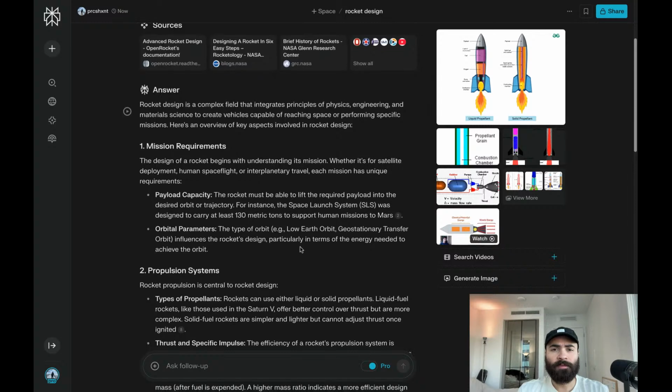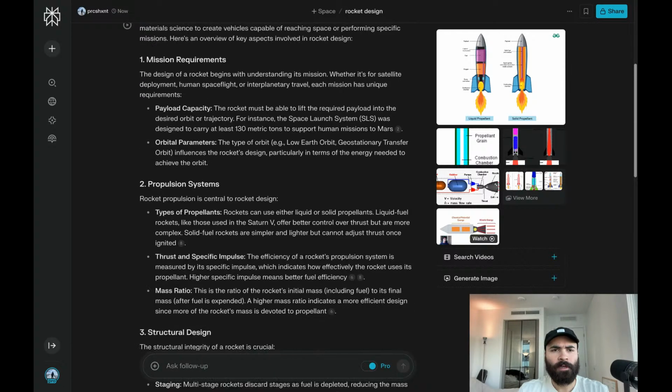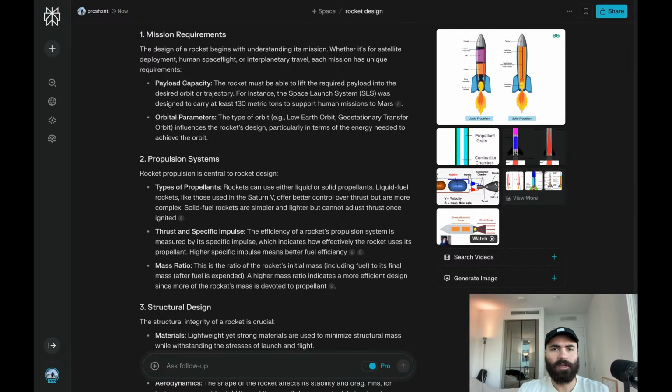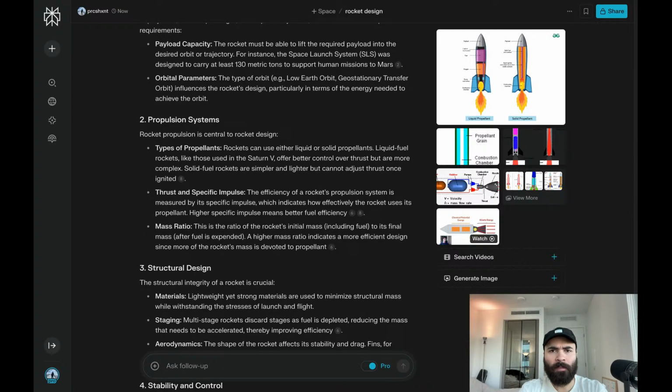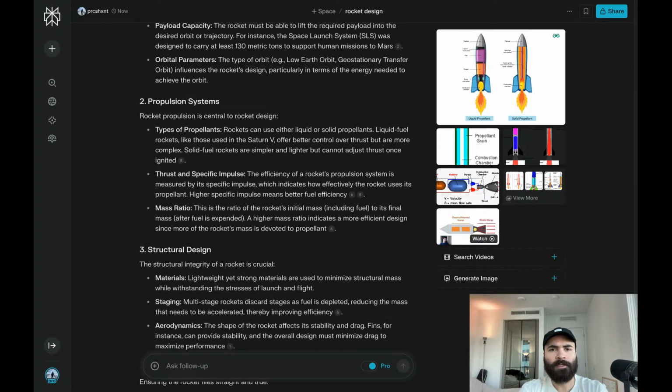Rocket design is a complex field that integrates principles of physics, engineering, and material science to create vehicles capable of reaching space or performing specific missions. The design of a rocket begins with understanding its mission, whether it's for satellite deployment, human spaceflight, or interplanetary travel. Each mission has unique requirements. Payload capacity: the rocket must be able to lift the required payload into the desired orbit or trajectory. For instance, the Space Launch System was designed to carry at least 130 metric tons to support human missions to Mars.